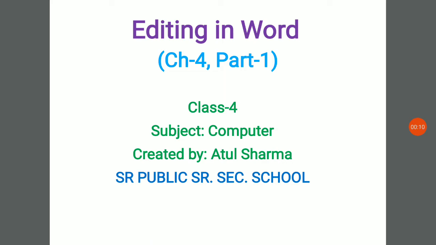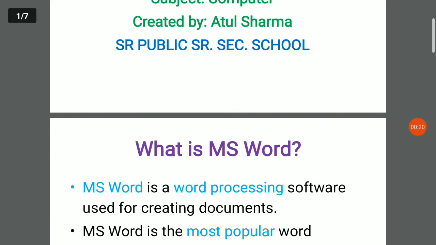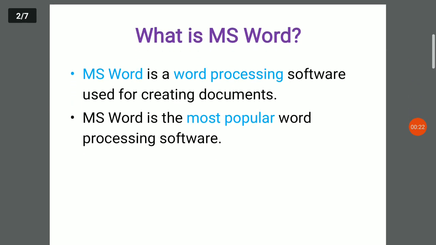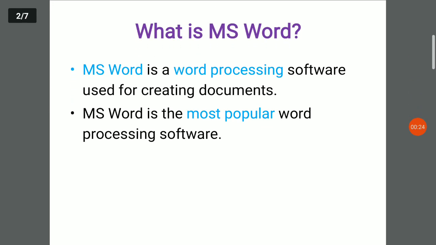Today we are going to learn chapter 4 part 1, that is editing in MS Word. Let's start. First of all, let's see what is MS Word. MS Word is a word processing software that is used for creating documents. MS Word is the most popular word processing software.